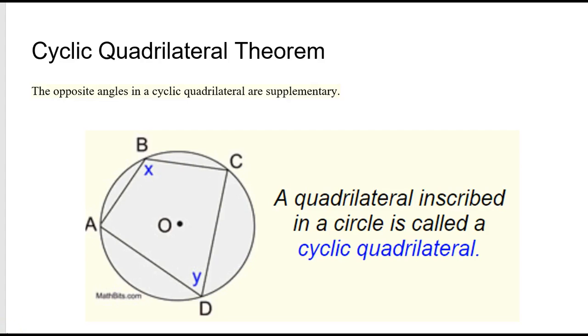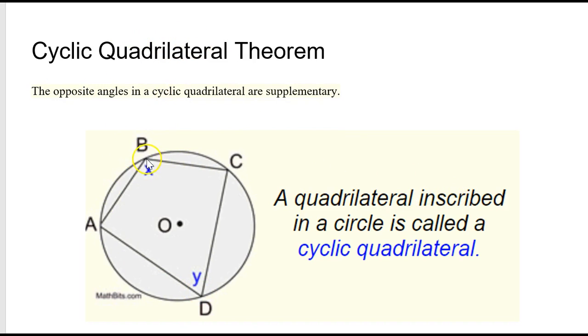Alright, so we're going to talk about two theorems really quick. This one's called the Cyclic Quadrilateral theorem. So what that means is, if all the sides of the quadrilateral... a quadrilateral just means a four-sided shape. That's all that means. Quad means four, lateral means side, four sides.